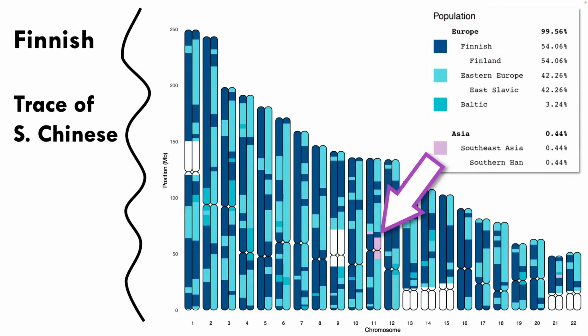And finally, here's someone who is Finnish with East Slavic ancestry, but also has this trace result from South China. Now, if you just got a percentage result, you might think, well, it's an error. But you can see it clearly painted there. It's on chromosome 11, and it's a decent sized segment. And this is probably a real South Chinese segment that this person has deep in their ancestry. Very cool to see this as well.